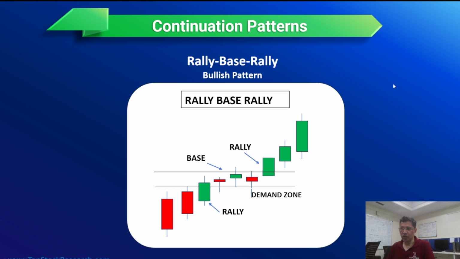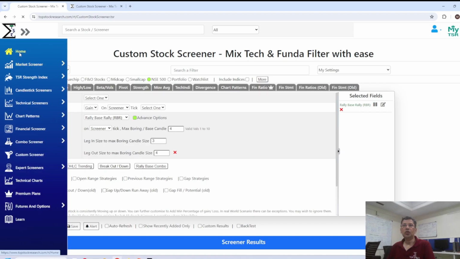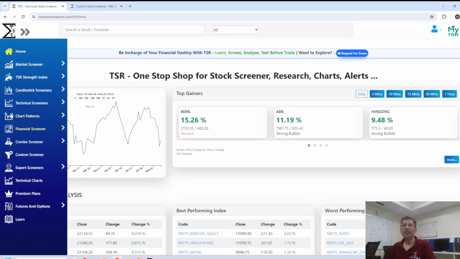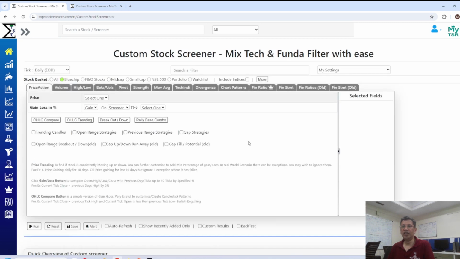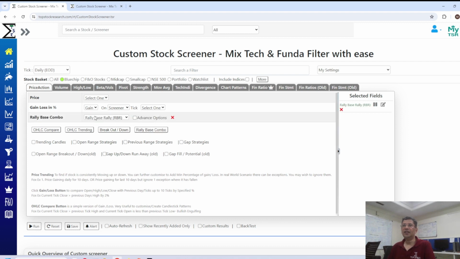Now, what we normally do is give you a concept and also take you through how to use it and where to spot it in the application of Top Stock Research or Stock AIA. So go to the homepage. There you'll find the custom screener, your favorite screener, where you can build a lot of strategies. Go to price action, the default tab that opens. Over here you have an option of rally base combo. When you click on this, the default option that appears is rally base combo. We can simply go ahead and run it.